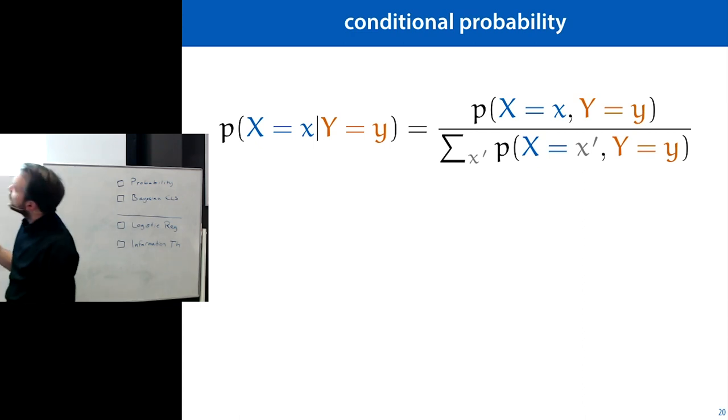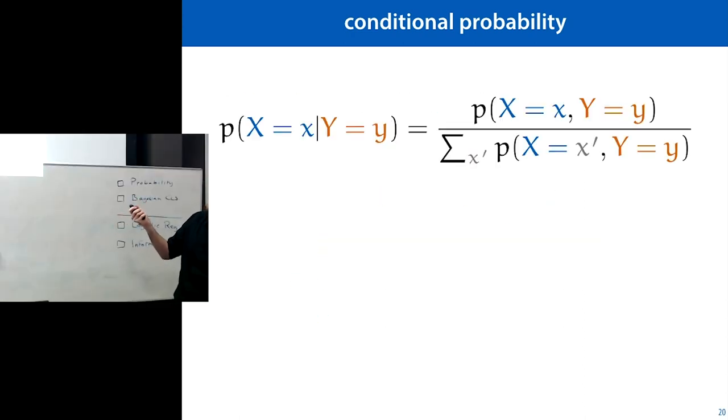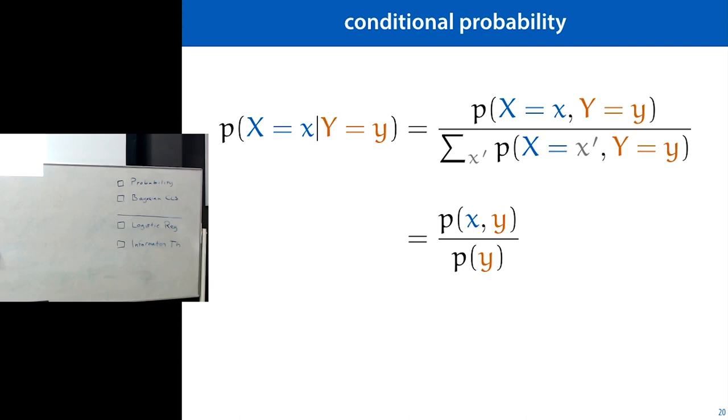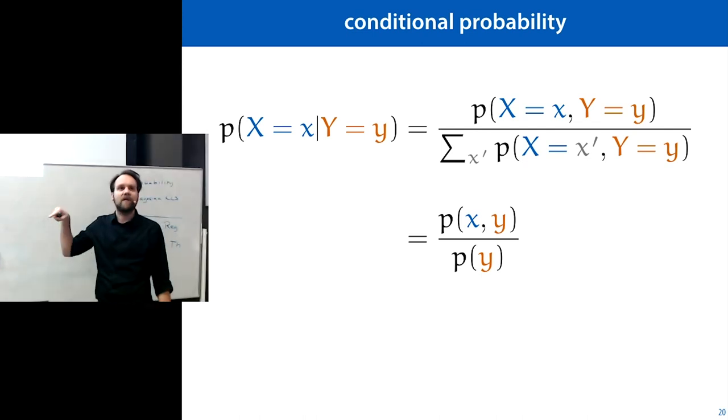So here's what that looks like. We have the probability of X conditional on Y is the joint probability of X and Y, which is just a value in the cell, divided by all possible values of X, in this case in the row, summed out. Which, of course, we can interpret here in the denominator as marginalizing out X. So this is just the marginal probability on Y below the line. So we get this. This is the conditional probability, the joint of X and Y over the marginal of Y.